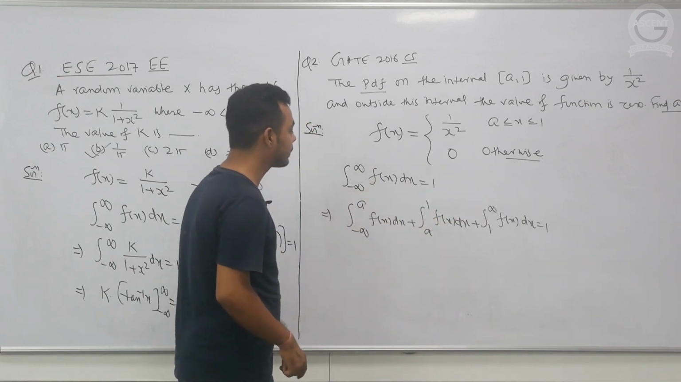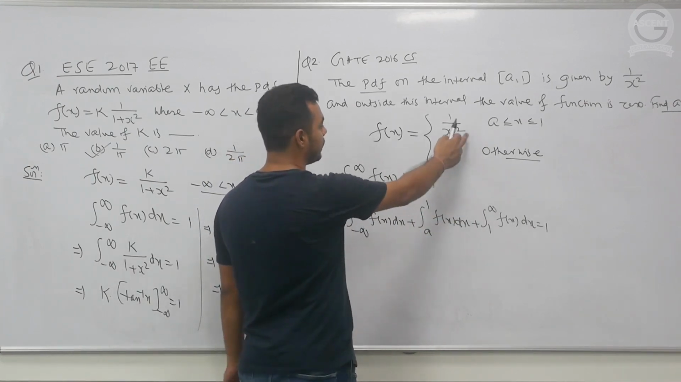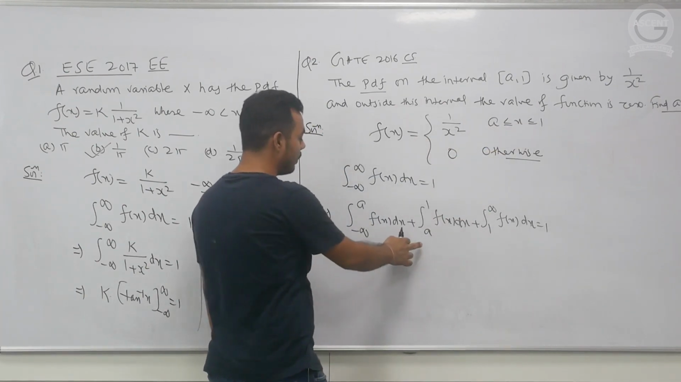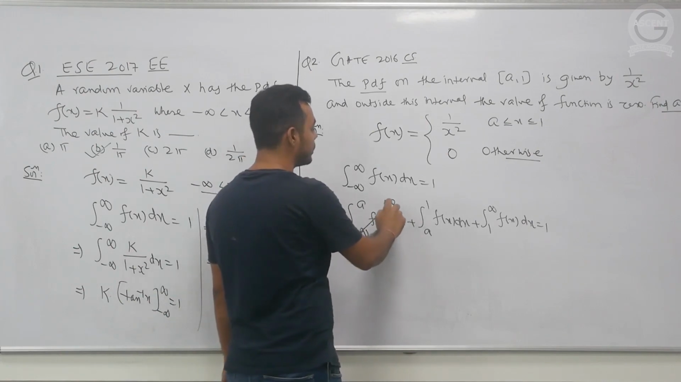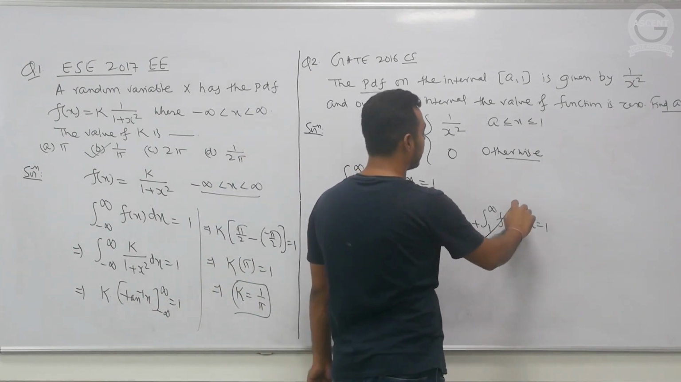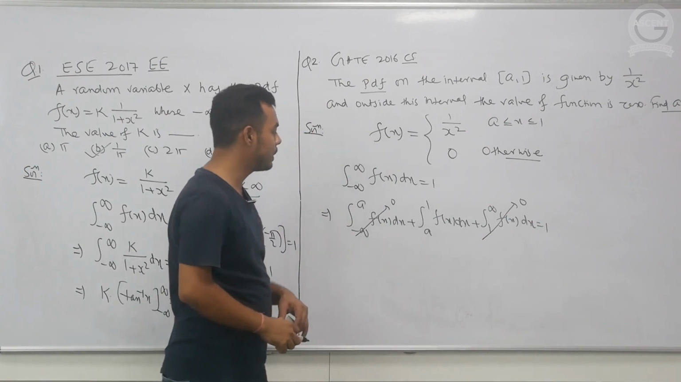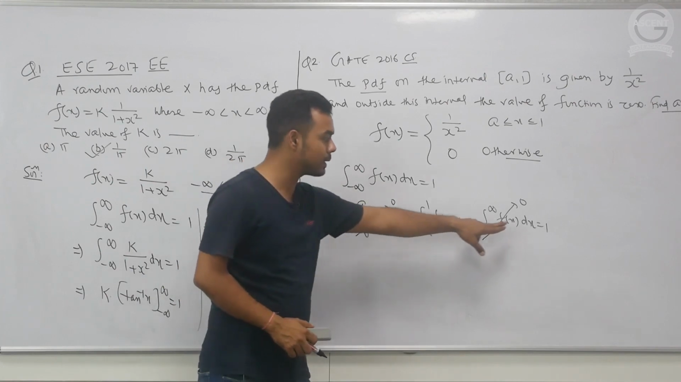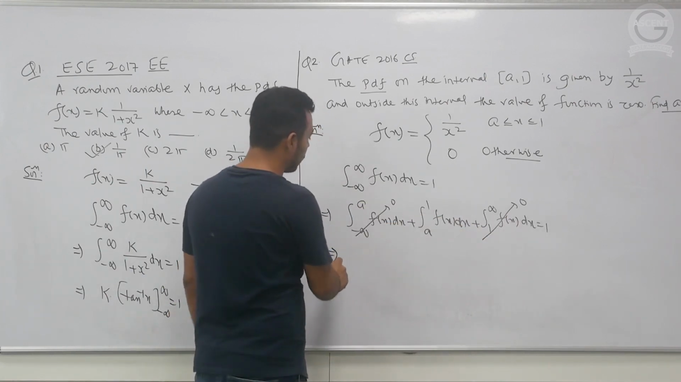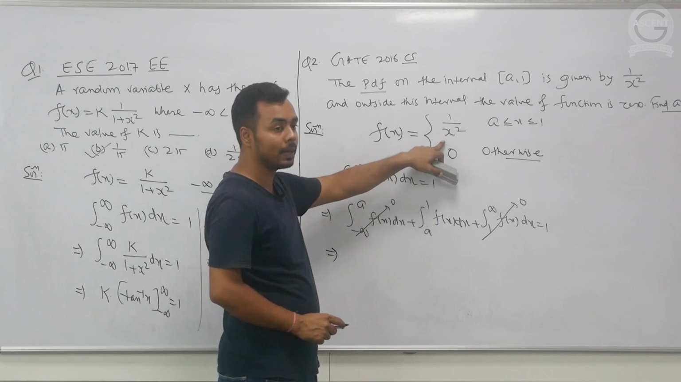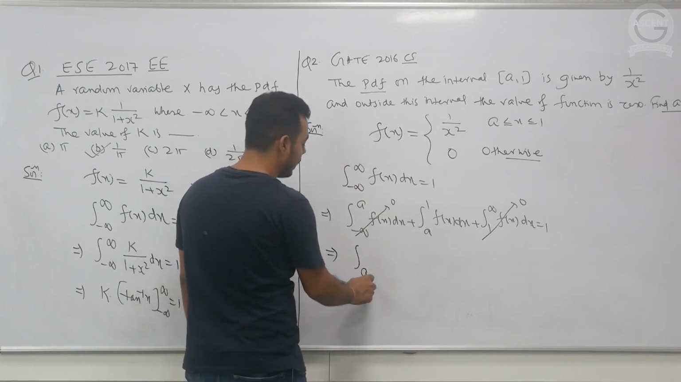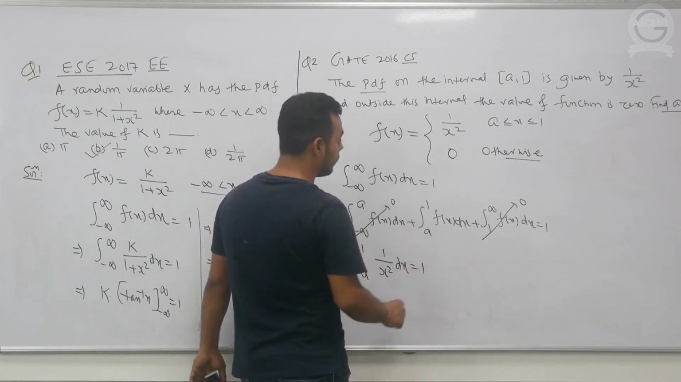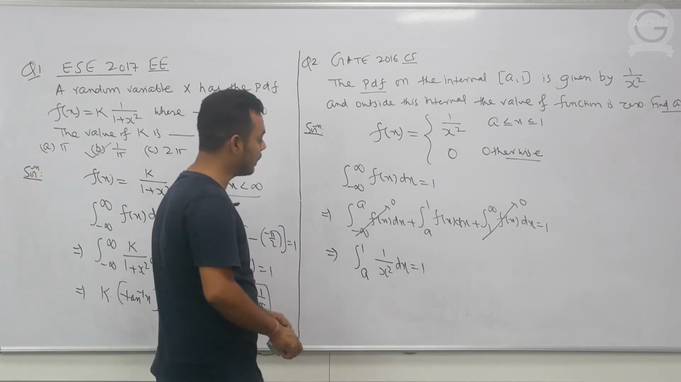I am breaking this integral into 3 parts: minus infinity to a, a to 1, and 1 to infinity. Now before a, the value of f(x) is 0. f(x) is non-zero only when x is from a to 1. So before a, the value of f(x) is 0, so this term will become 0. After 1, again the value of f(x) is 0, so this term will become 0. So basically we have this relation, integral from a to 1 f(x) dx is 1. Now when x is from a to 1, the value of f(x) is 1 by x square. So integration a to 1 of 1 by x square dx will be 1. Now we have to solve this relation to find the value of a.